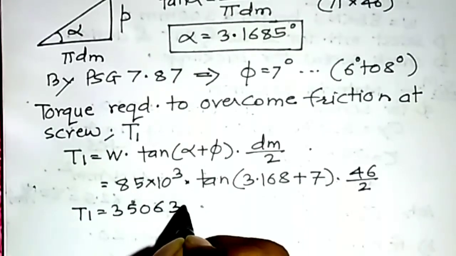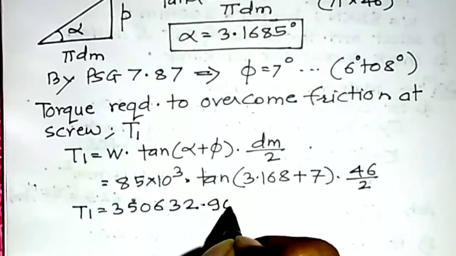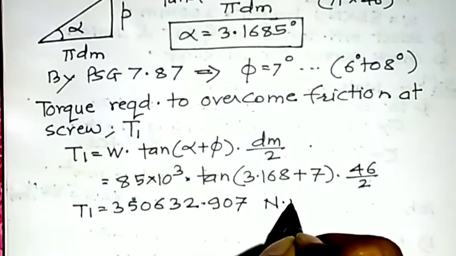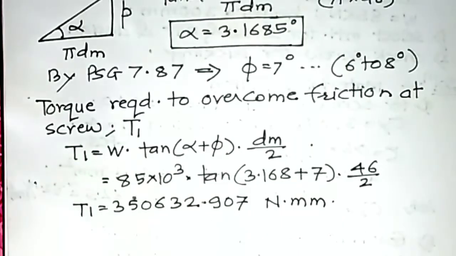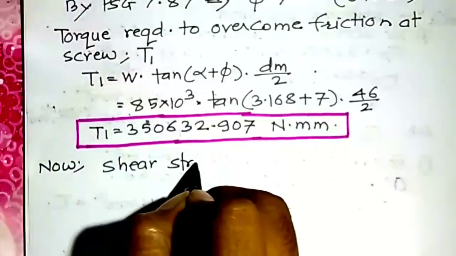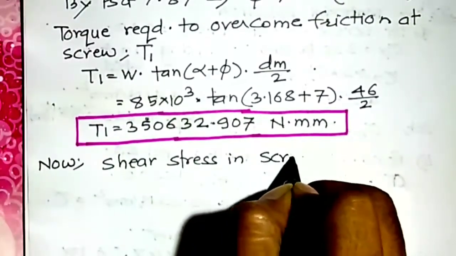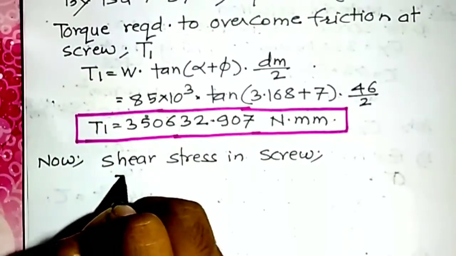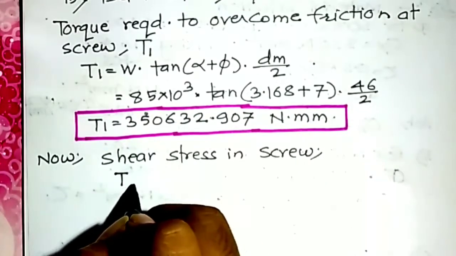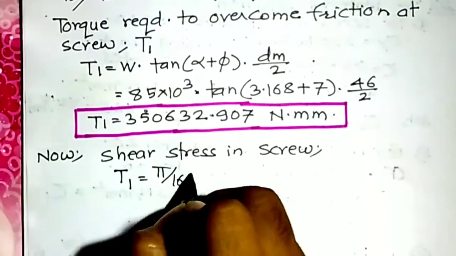So T1 is equal to W tan of alpha plus phi, times mean diameter by 2. By putting all the values, we will get T1. T1 comes out to be 350,632.907 Newton mm.